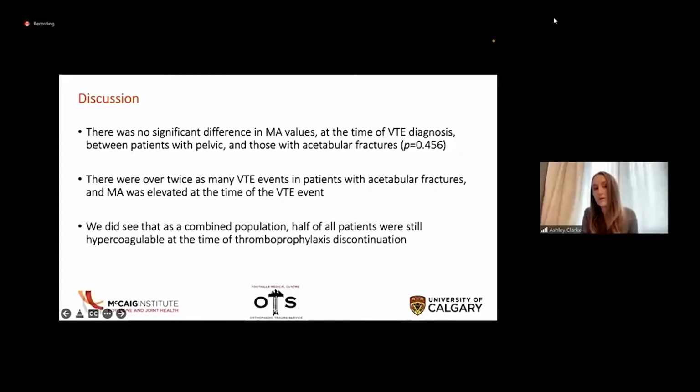There was no statistically significant difference in the MA values at the time closest to the VTE diagnosis between our 2 patients with pelvic fractures and our 5 patients with acetabular fractures.